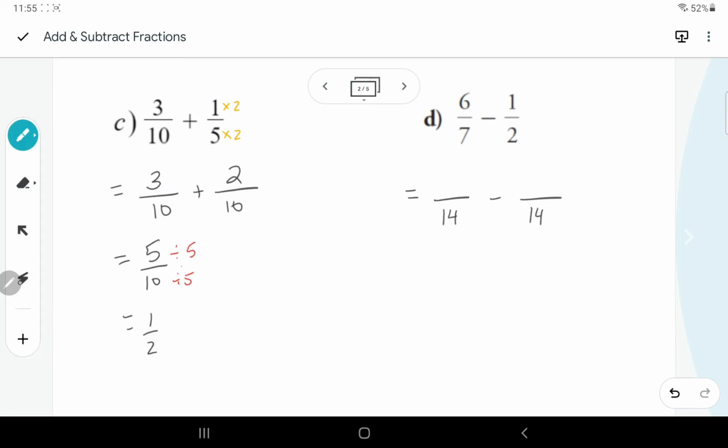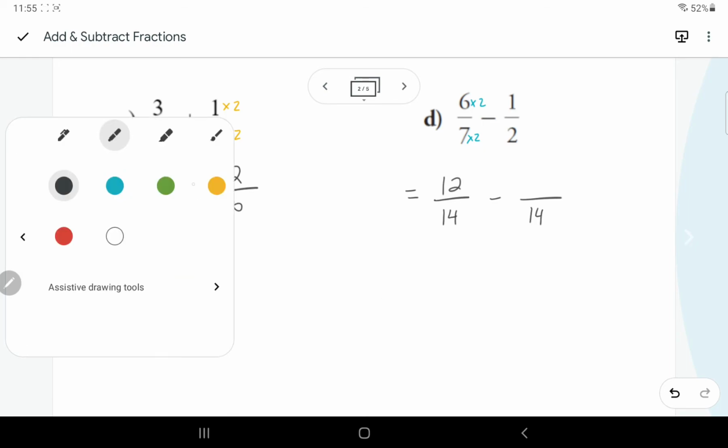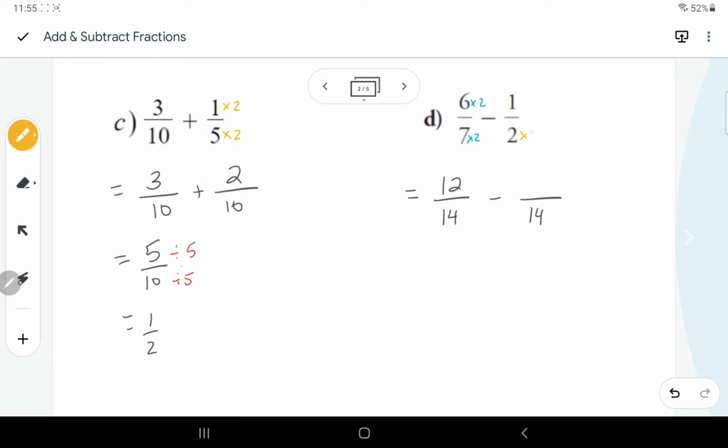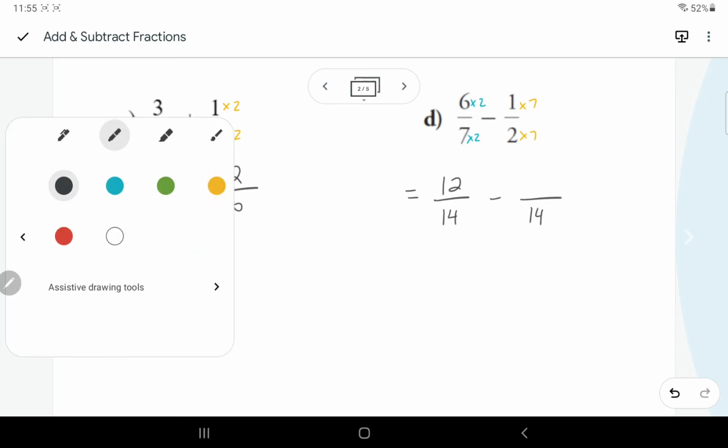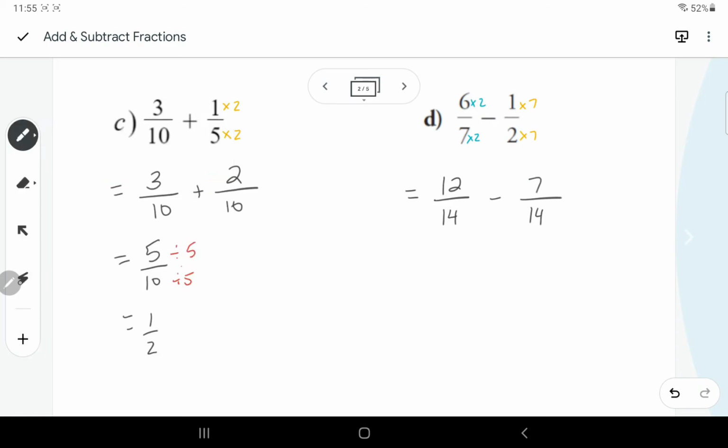What did you do to the 7 to make 14? You multiplied it by 2, so we have to do the same to the top. On top, we've got 6 times 2 is 12. And what did we do to the bottom to make 14? We multiplied it by 7. So here, 1 times 7 is 7.